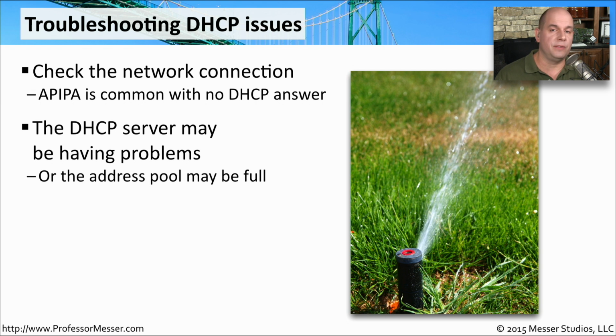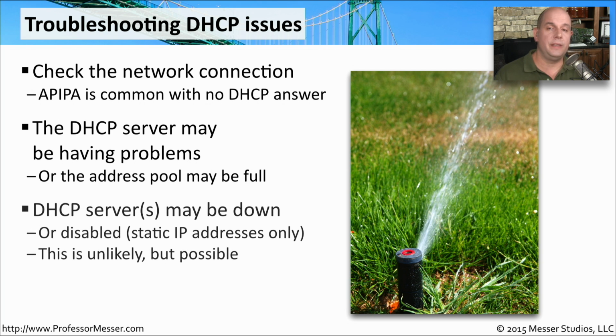The DHCP server itself might be having problems. It might be down, or the service itself may be having issues, or you might have run out of IP addresses. Even though the DHCP server is running, there are no IP addresses in the pool to assign to any new devices. Or the DHCP server may be completely down or disabled. You may only be able to use static IP addresses until that particular problem is resolved.